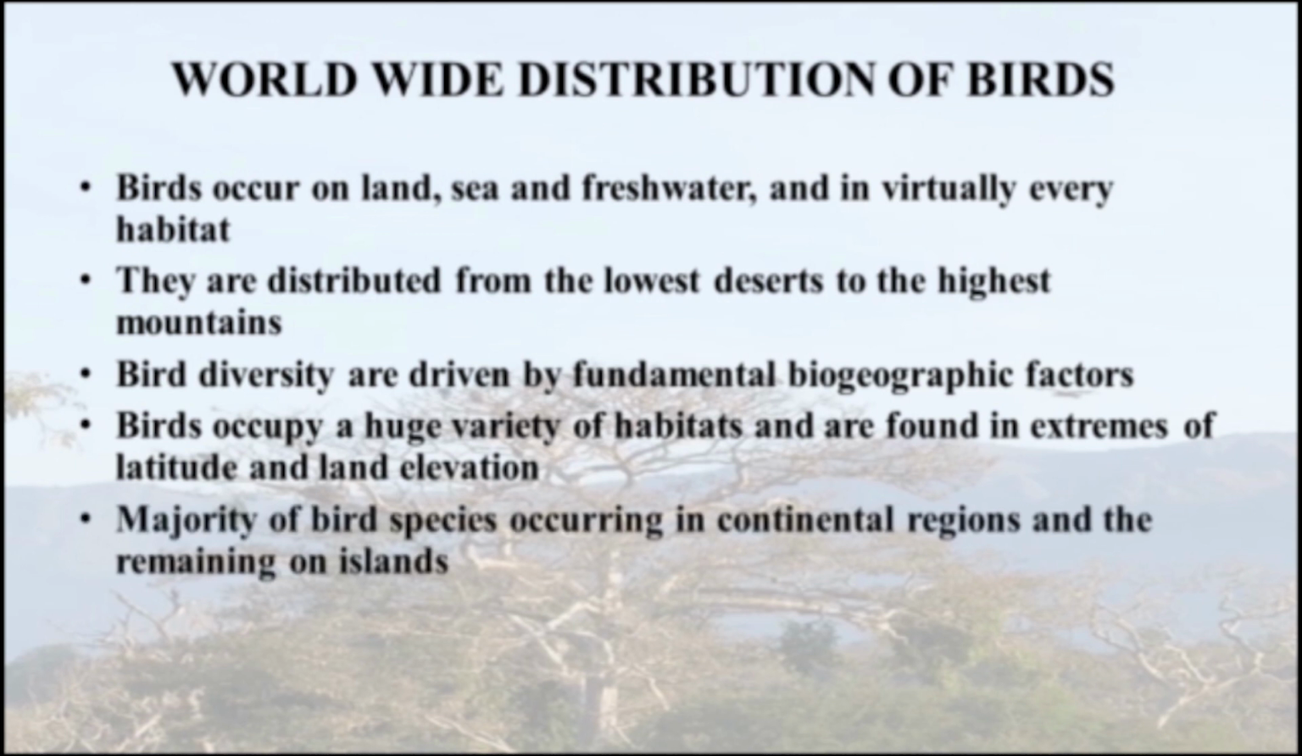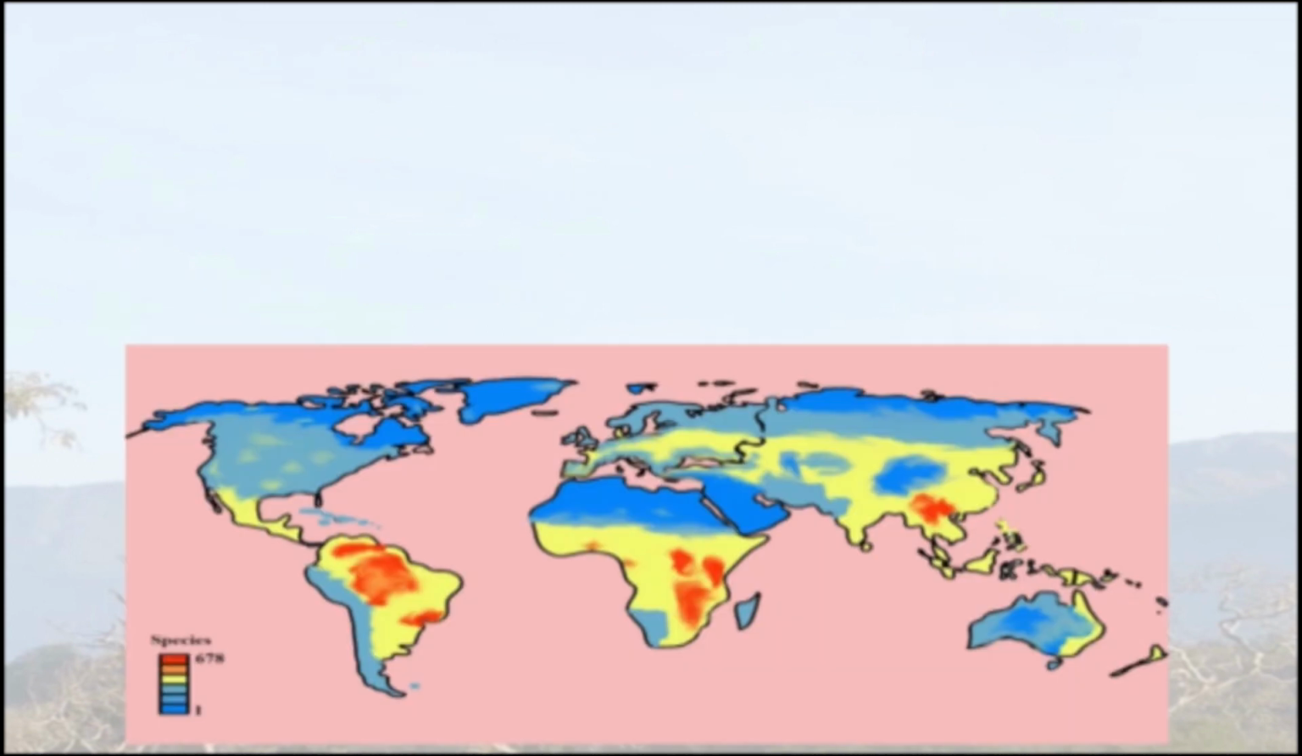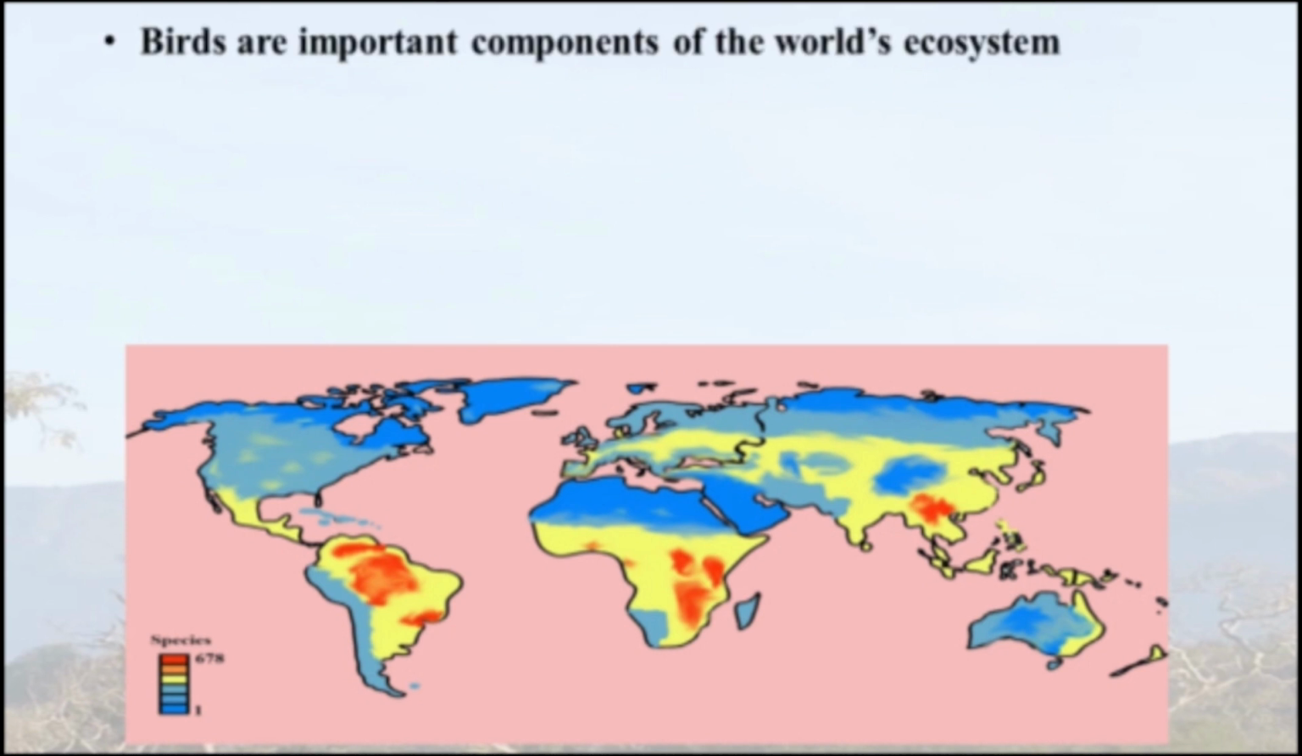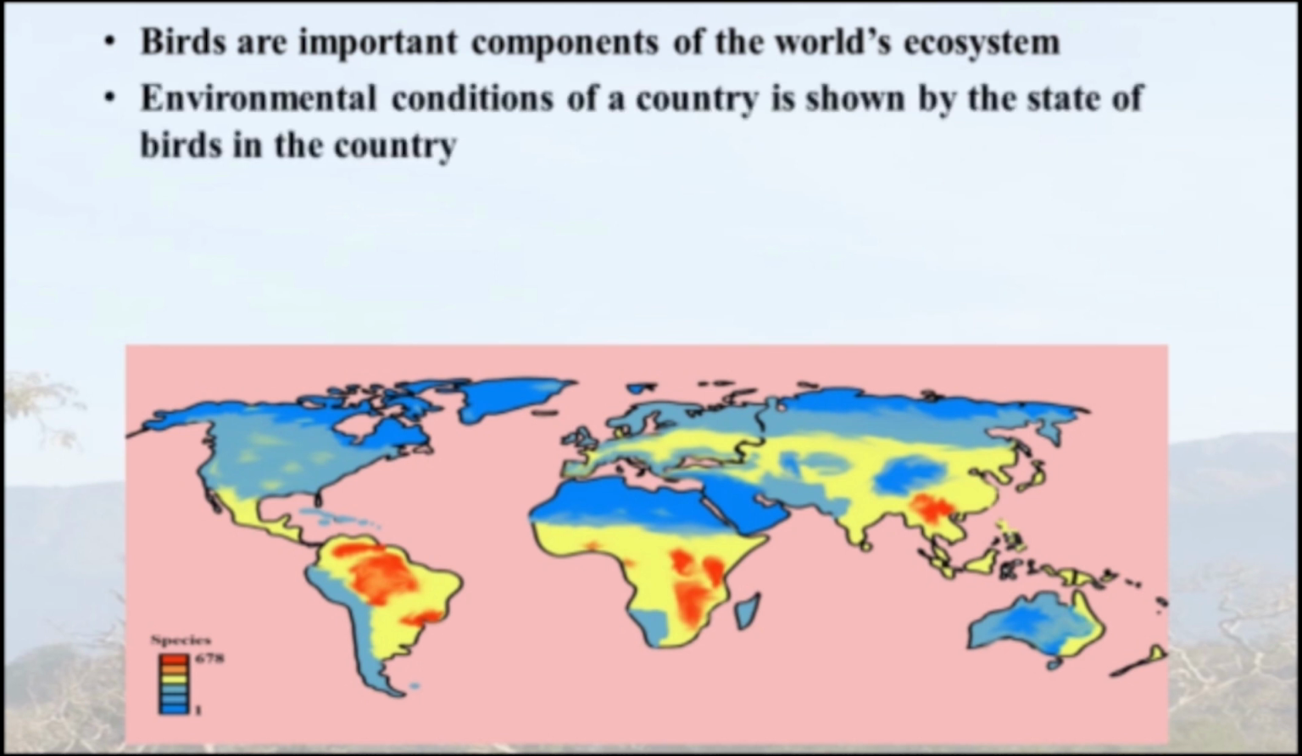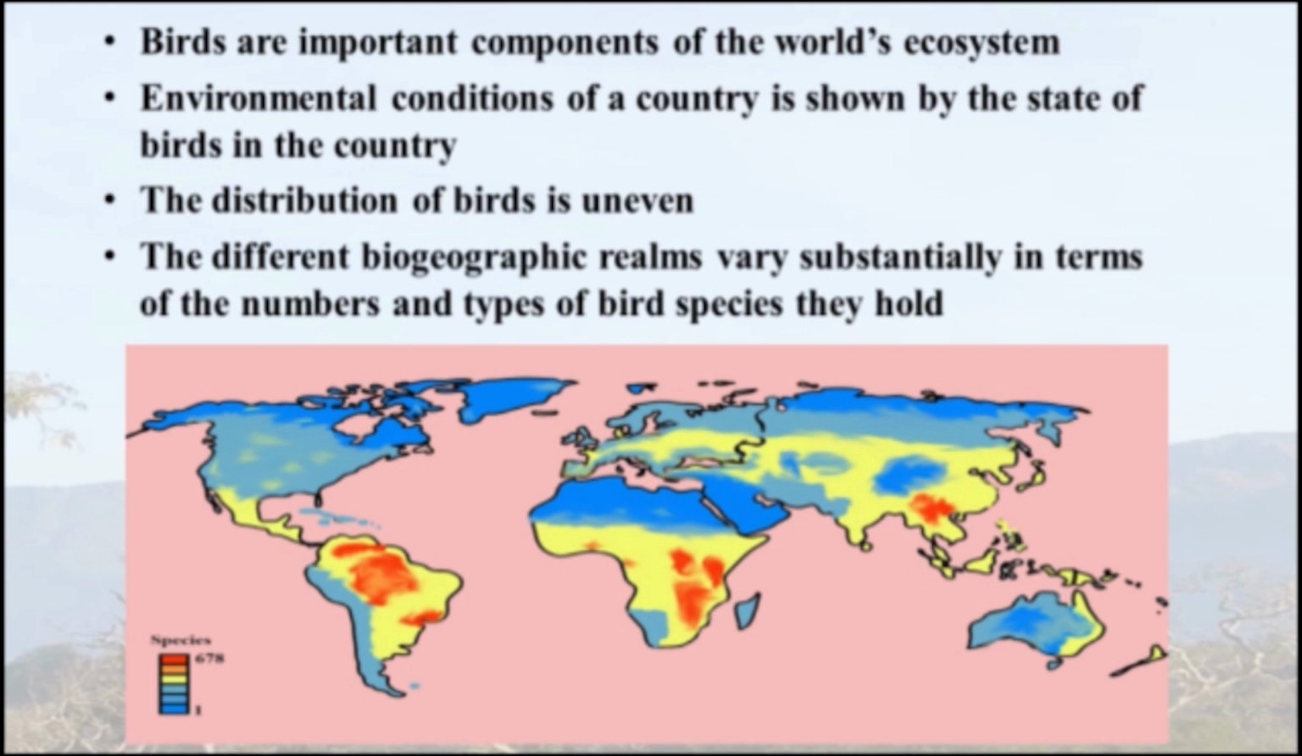The majority of bird species occur in continental regions and the remaining in islands. Birds are important components of the world's ecosystem. Environmental conditions of a country are shown by the state of birds in the country. The distribution of birds is uneven. The different biogeographic realms vary substantially in terms of the numbers and types of bird species they hold.